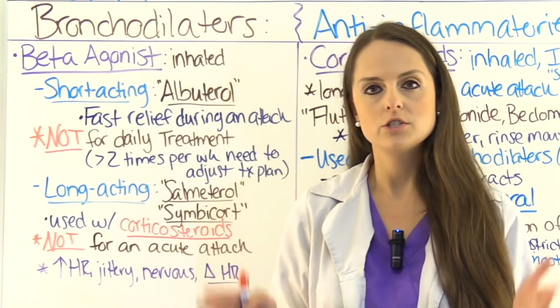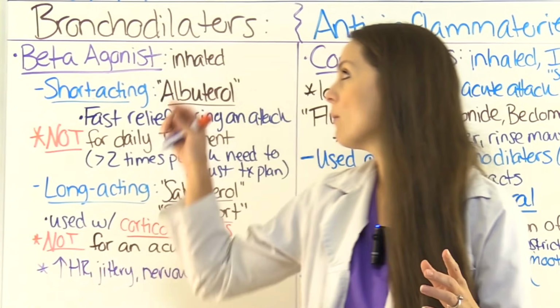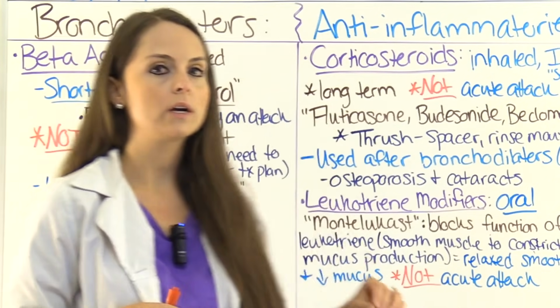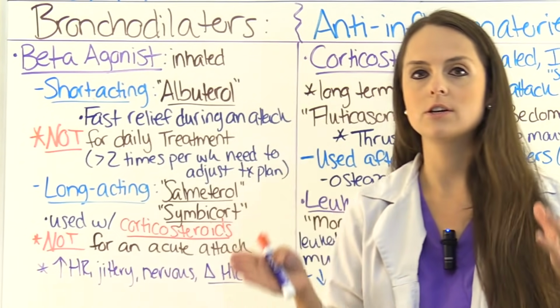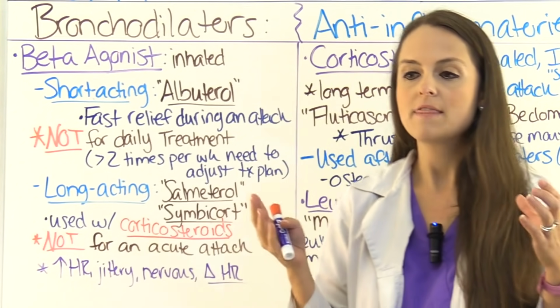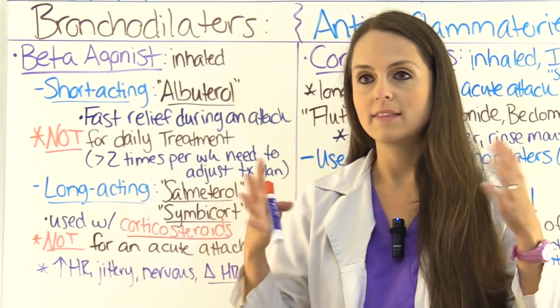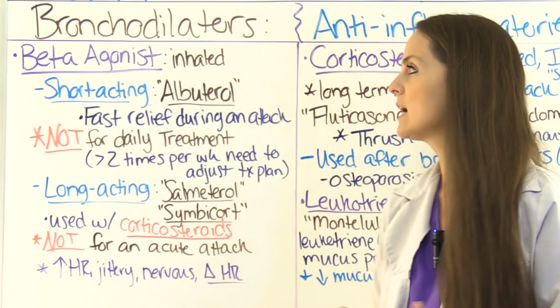Now let's look at our medications used to treat asthma, and we're going to put these in two categories. We're going to go over bronchodilators and anti-inflammatories. So first, let's cover bronchodilators. What do bronchodilators do? Just like the name says, they are going to dilate our bronchioles, our bronchi, the airway, so that the patient can get better airflow and oxygenation.